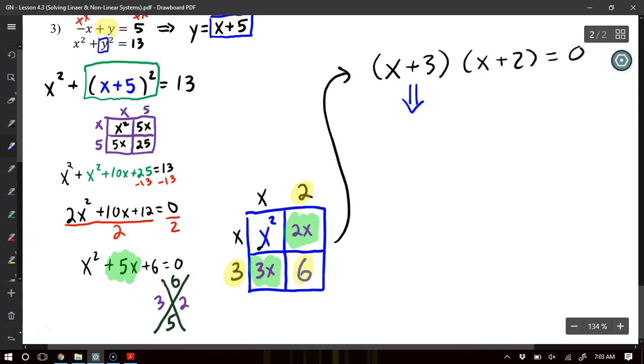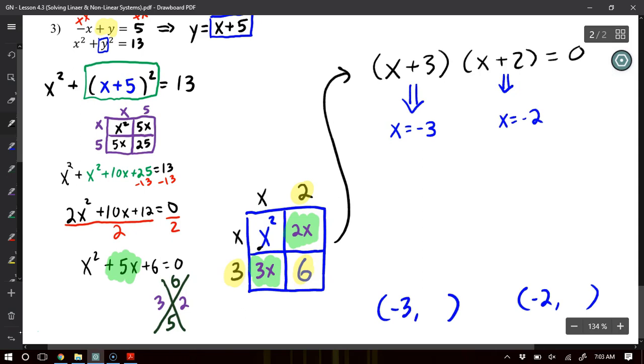because it's already factored. So if you set x plus 3 equal to 0, you get negative 3. So you know negative 3 is an x coordinate of a point of intersection. Set x plus 2 equal to 0, you get x equals negative 2. So I know negative 2 is an x coordinate of a point of intersection.